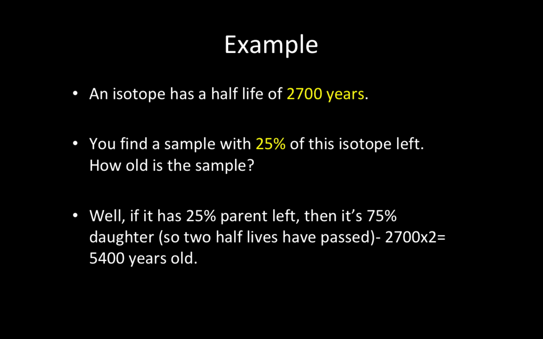Now, let's give you an example. An isotope has a half-life of 2,700 years. I find a sample with 25% of the parent isotope left. How old is the sample? Well, if there's 25% left, there's 75% daughter, so that means 2 half-lives have passed. So that would be 2,700 times 2, which is 5,400 years old. Does that make sense?